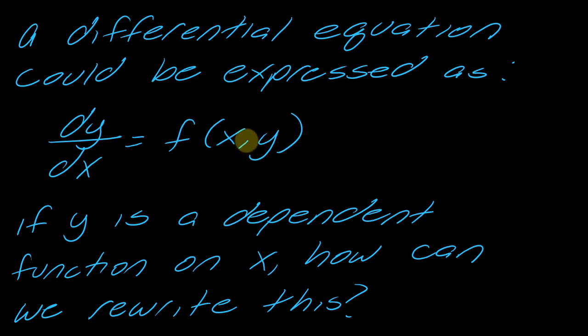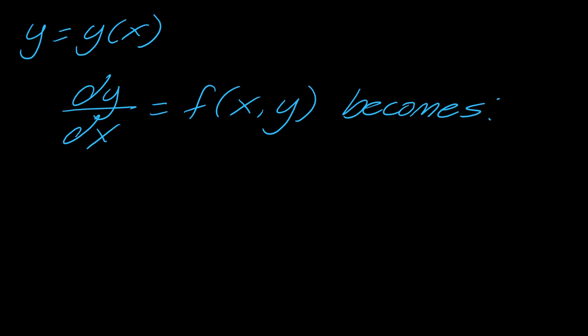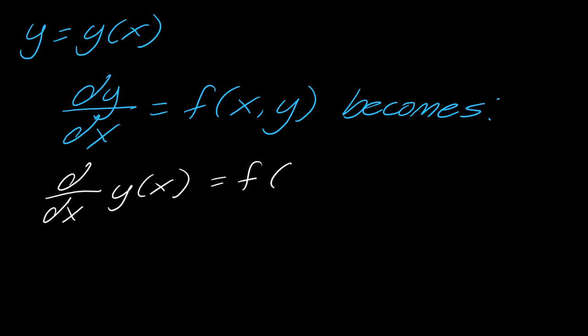This is what's known as separable differential equations. We want to think about what would happen if y is a dependent function on x. How could we rewrite this? If y is dependent on x, that means y can be rewritten in function notation, which would mean that this little differential equation here, I can rewrite as d over dx of y of x equals f of x comma y of x. This is just another way that we can view this and think about this.